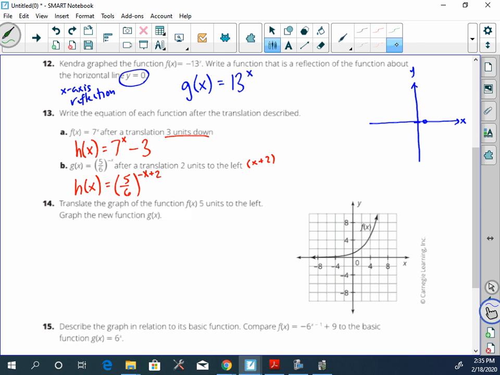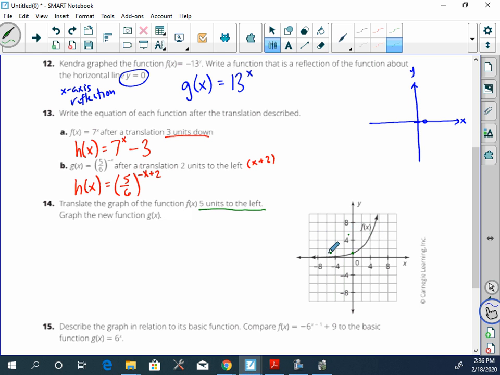Okay, and then number 14, translate the graph of the function f of x 5 units to the left. So let's start with that. We pick a few of the points here. So this one is at 0, 1, and if we shift it 5 left, it's going to be here. And then if we pick another point here, let's say this one hits right there at 4, and we go 5 units to the left, it'd be here at -1. So I'm going to put that dot here.